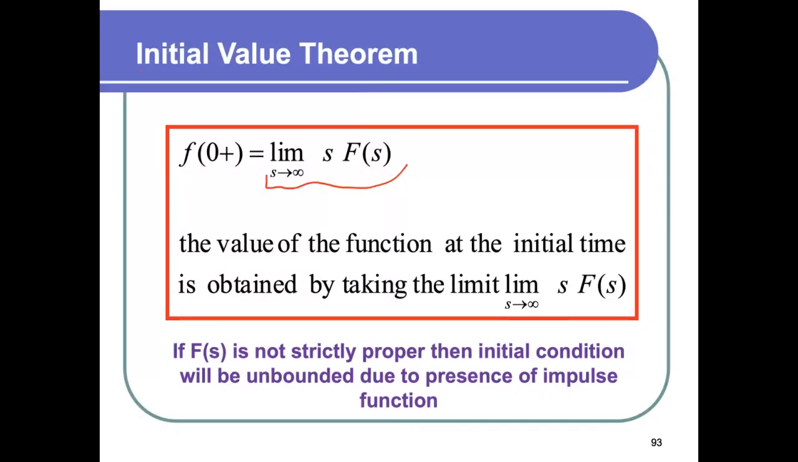So there is what's called the initial value theorem, which states that the function f at 0 on the positive side is equal to the limit of s going to infinity of s multiplied by capital F. So the value of the function at the initial time is obtained by taking the limit of s times F of s as s goes to infinity. If the function F is not strictly proper, then the initial condition will be unbounded due to the presence of an impulse function.